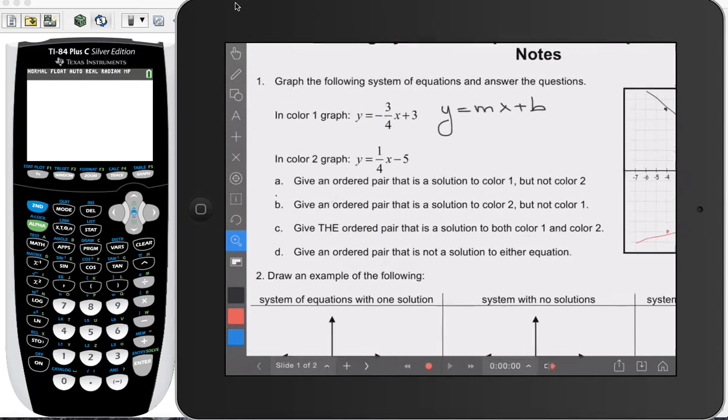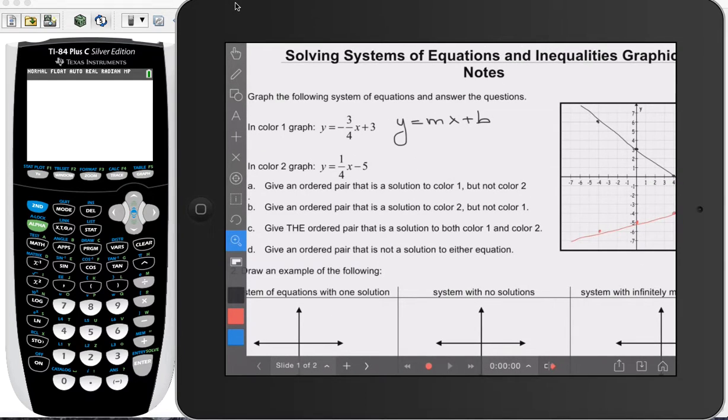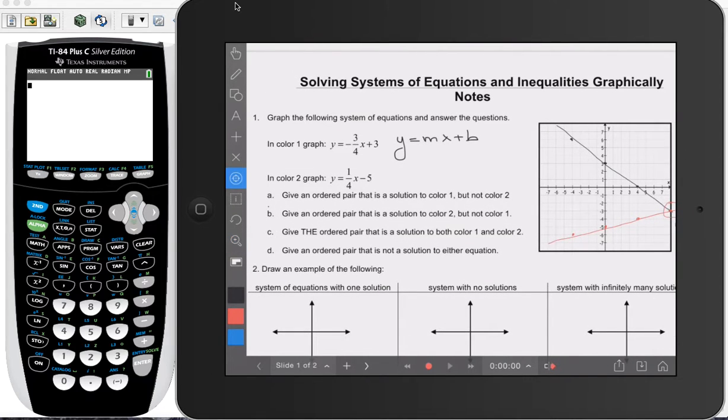Now let's move on to part A. Let's ask ourselves some questions to make sure that we understand this problem. Part A, give an ordered pair that's a solution of color 1 but not color 2. Since I used the black color for my first equation, any point on the black line is going to be my solution. So 4, 0, 0, 3, and negative 4, 6. These are points on my black line. So let's write maybe one of them, negative 4, 6.